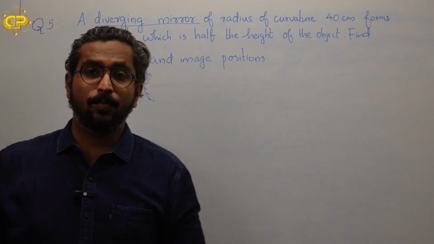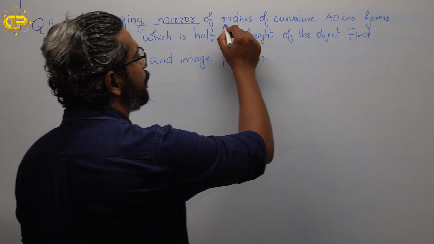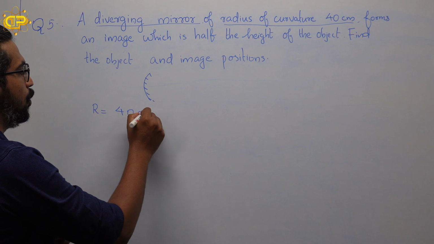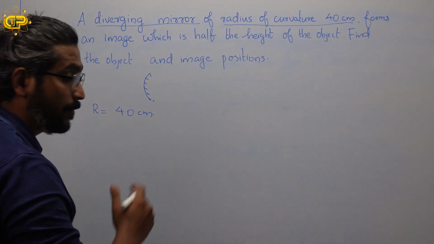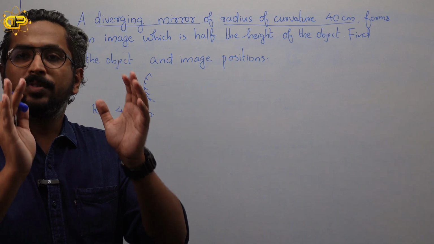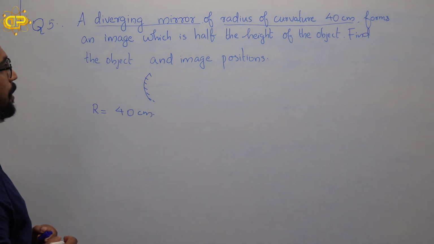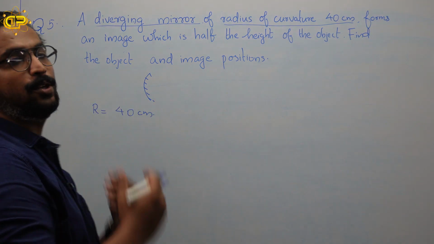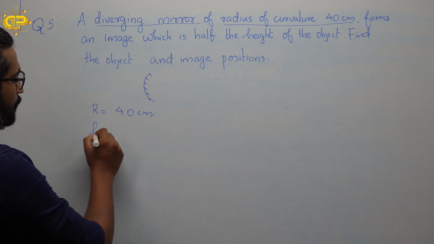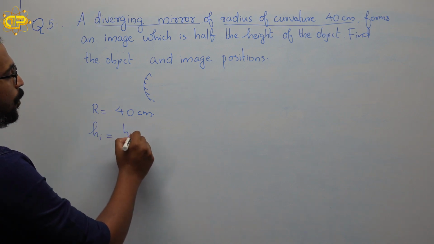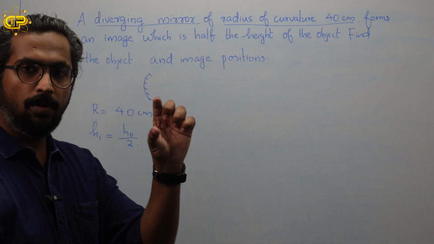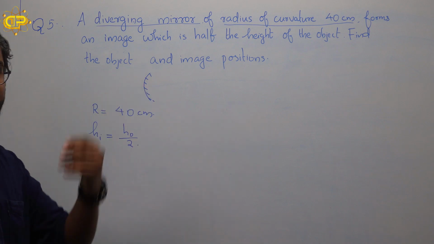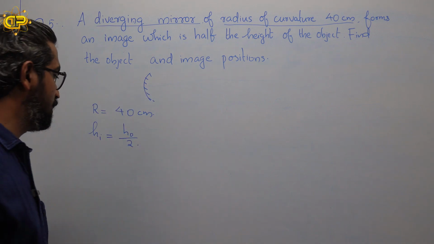So here is a diverging mirror. And the next thing is what had they given? A radius of curvature of 40 centimeter. And you know that for a diverging mirror or a convex mirror, the radius of curvature and the focal length will be positive. So that's it for 40 centimeter. And it forms an image which is half the height of the object. That is, HI is half the height of the object, HO by 2. That is, the image is smaller. And now find out the object distance and the image position. Object distance and image distance are to be found out.